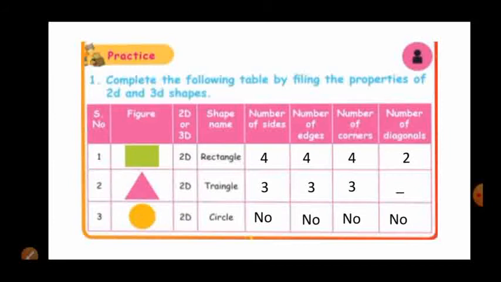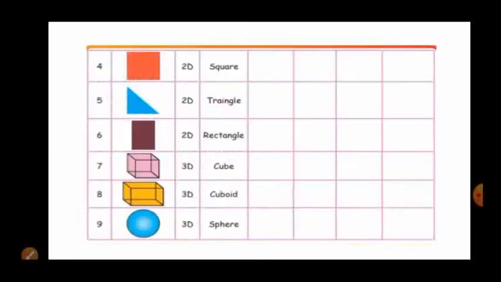Complete the following table by filling in the properties of 2D and 3D shapes. First figure is a 2D figure, which is a rectangle. Number of sides 4, number of edges 4 and number of corners 4, but the number of diagonals is 2. After that triangle, it has 3 sides, 3 edges, 3 corners and no diagonals. The next one circle. It has no sides, no edges, no corners and no diagonals.